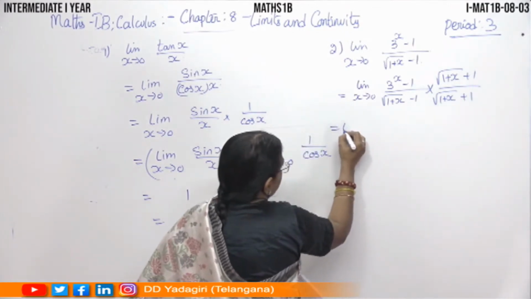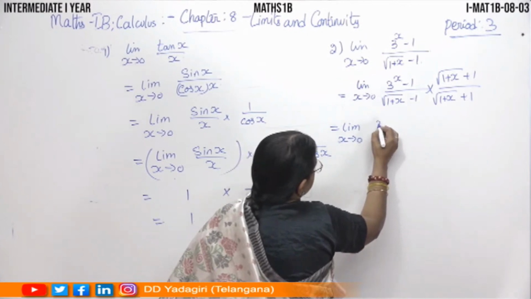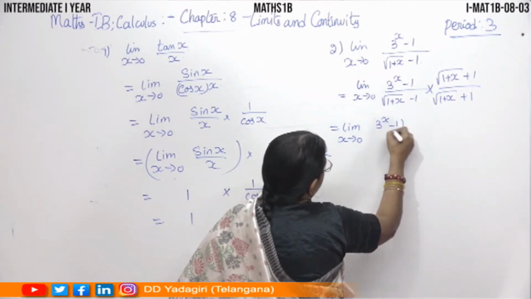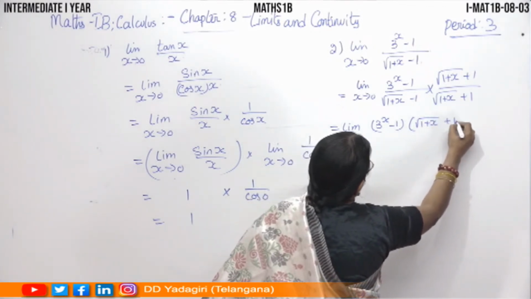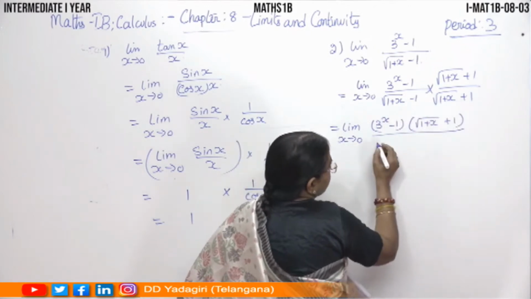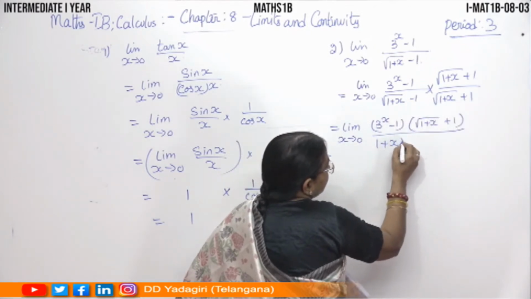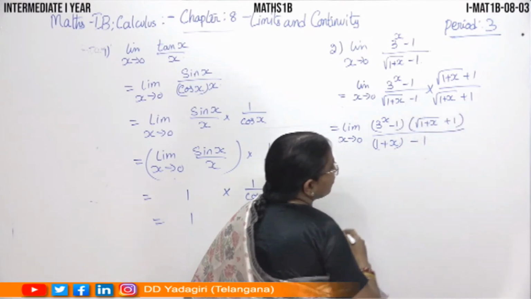So it is equal to limit x tending to 0 of 3 power x minus 1 into root 1 plus x plus 1 by, this is a minus b into a plus b, a square, the root will go, minus b square is 1 square, 1.